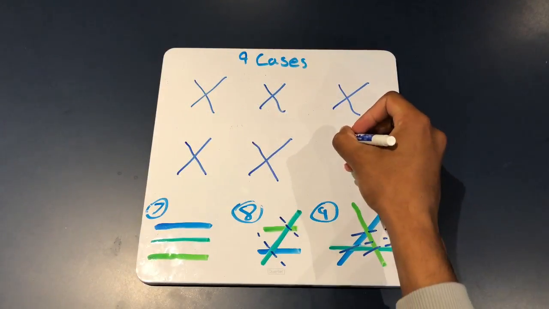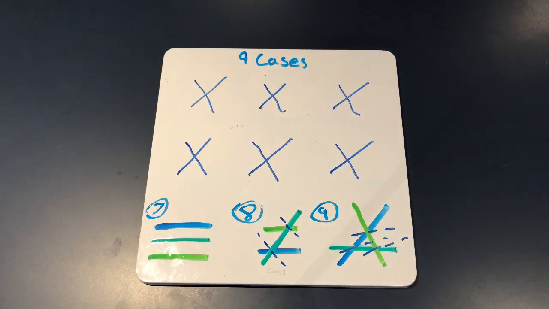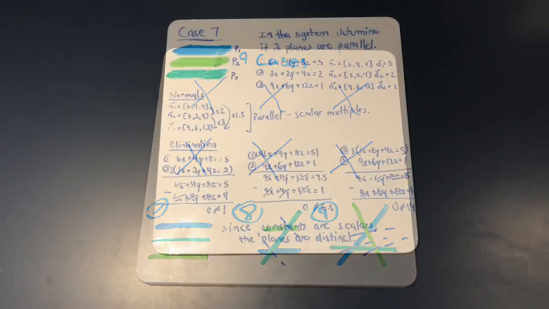Having finished case number 6, moving forward to case number 7 now. Case number 7 is when all three planes are parallel to one another, and at least 2 of them are distinct. That means that there's a space in between at least 2 of them. So in this case, there are going to be no solutions, and all 3 planes are going to be parallel to one another.